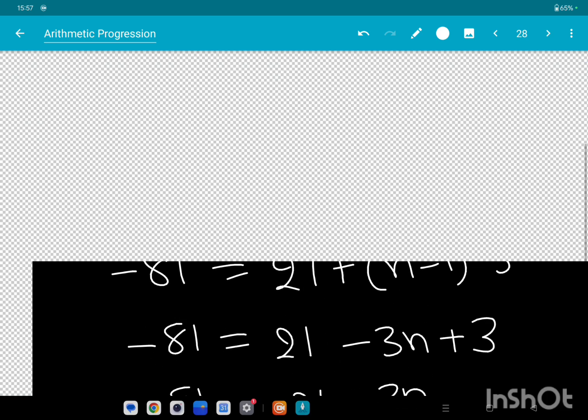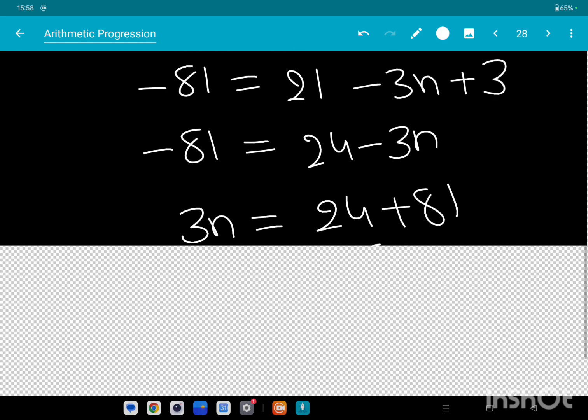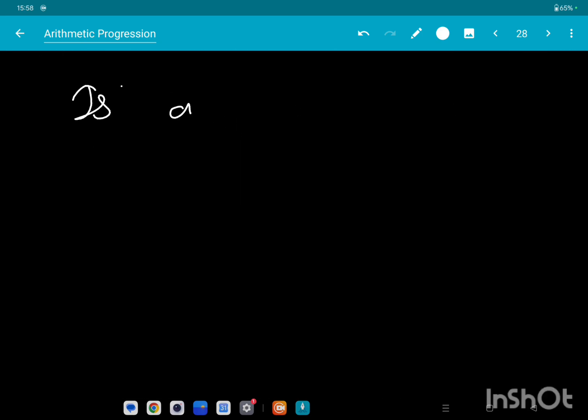What is the one more question? We need to find whether any term is 0. So how can we find that? Same way, we will take 0 as the nth term, then we will find the n value. If the n value exists, then the term is there. If not, then it is not there. So I will tell you how we can find it. Now, is any term 0?